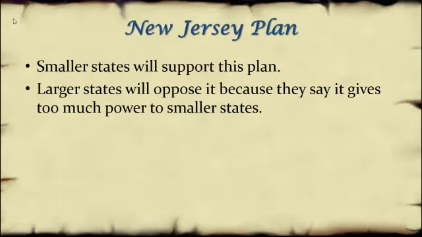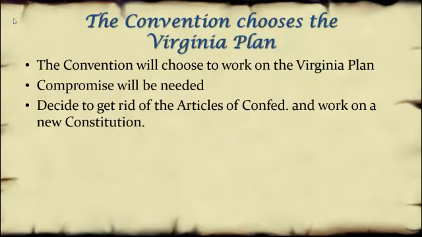And so the smaller states supported this plan, but the larger states opposed it because they said that it gave too much power to the smaller states and not enough to the larger ones. So you have two plans, and you've got to come up with one.